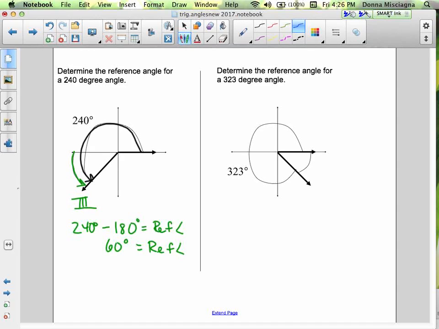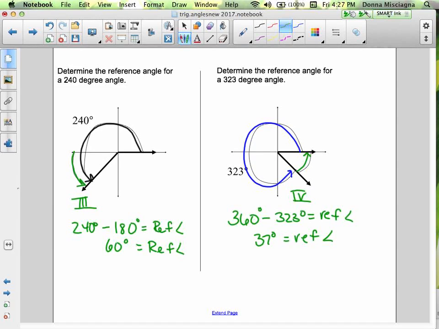So here, our principal angle goes to 323. We'll just figure out how many degrees it is to get here. We're thinking positive distance, so no matter which way we go, you're thinking positive. So all we have to do, we're in the fourth quadrant here. We're going to take 360 and subtract 323, and that's going to give us our reference angle. So that would be 37 degrees is our reference angle.